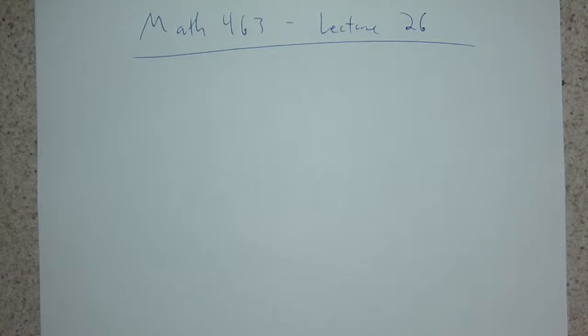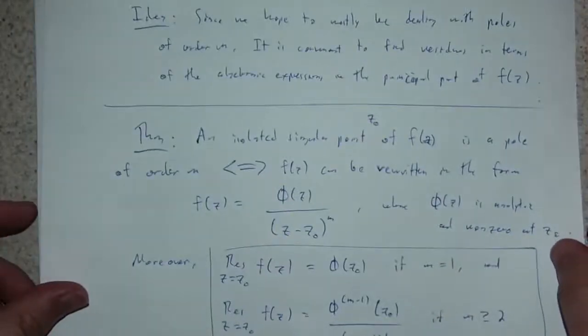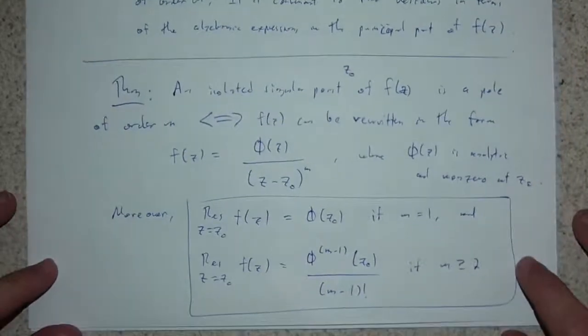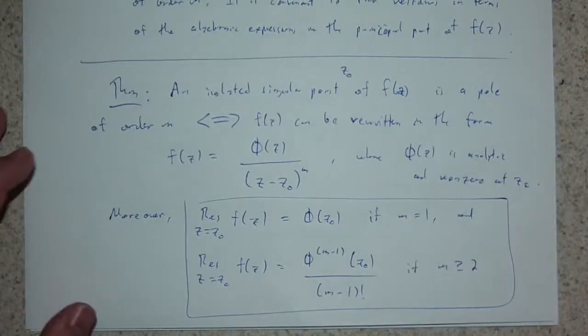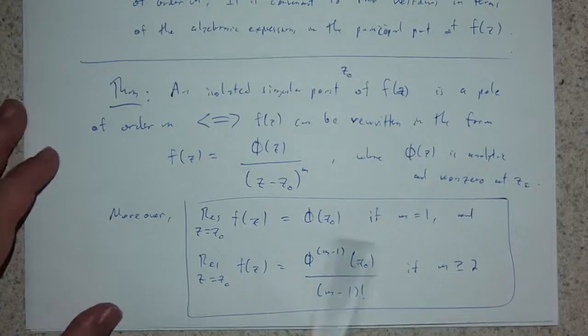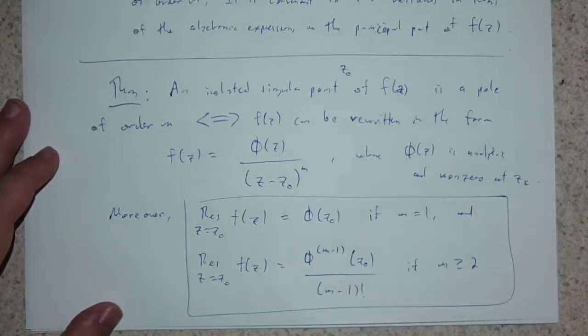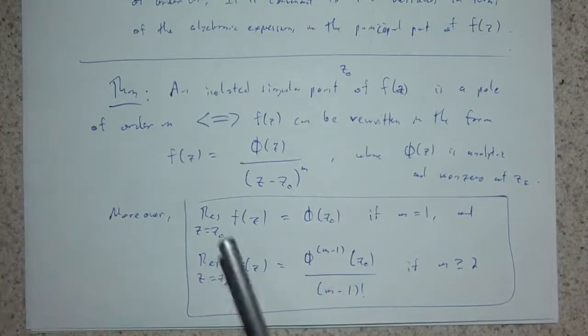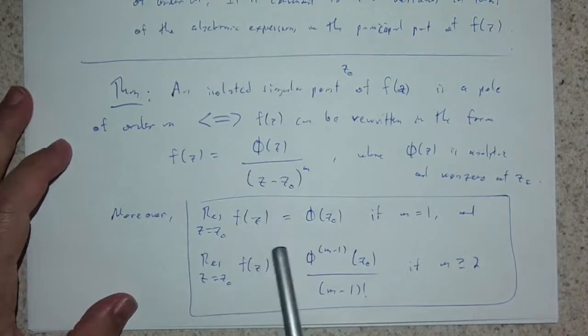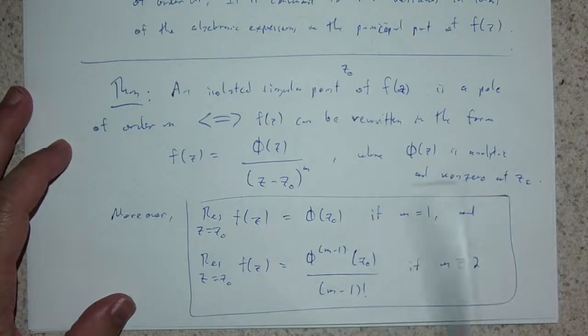So last lecture we ended with a couple of examples of using this theorem that was very handy for computing some residues. The idea of the theorem was that if we were dealing with a function that had a pole of order m at a point, then we could rewrite that function as f of z is phi of z over z minus z naught to the m, where phi of z is analytic and non-zero at z naught.